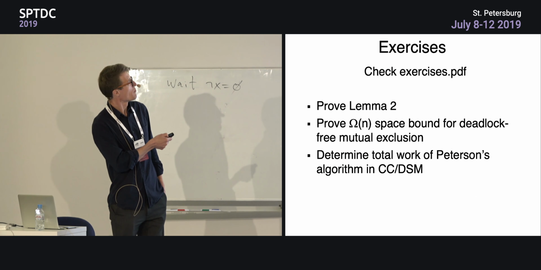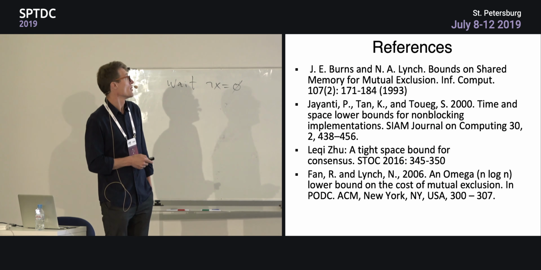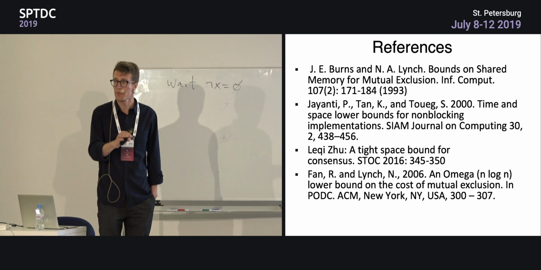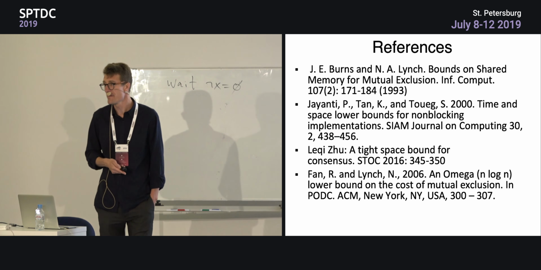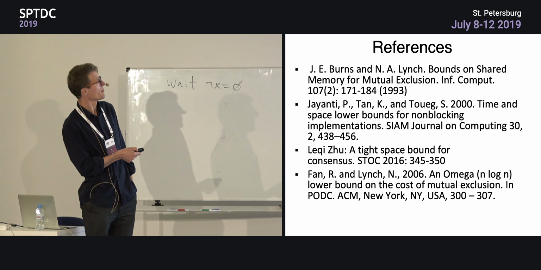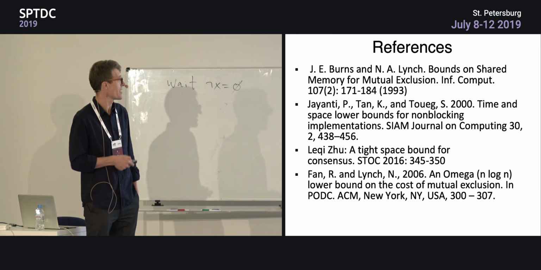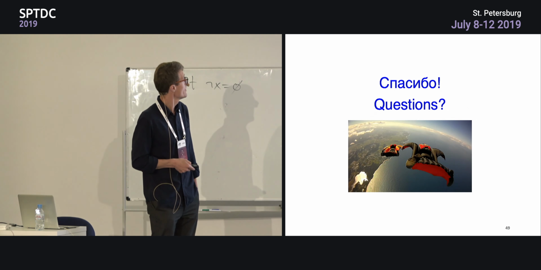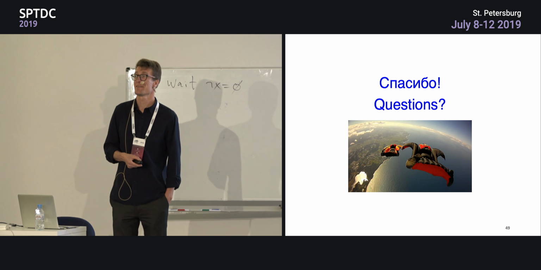So this is all I put in the exercise PDF, so you can check. Well, these are basically the papers. There is a special bibliography document which lists all the papers. Some papers I actually uploaded also in this folder. You can look, and basically the 3 papers we discussed are there. The Jayanti, Tan, and Toueg paper about perturbable objects, Lecky Zhu about consensus, and Fan and Lynch about the total work for mutual exclusion. And I think this is it. So do you have any questions? Anything you want to discuss right now?